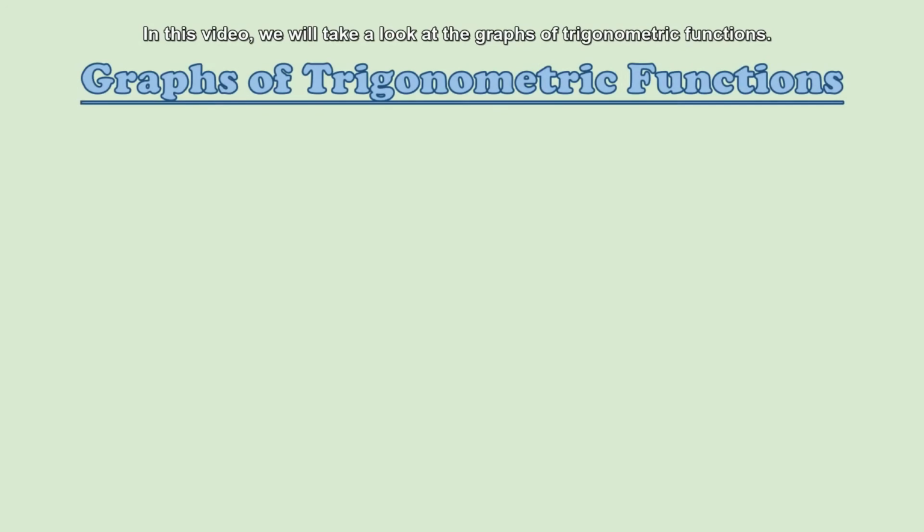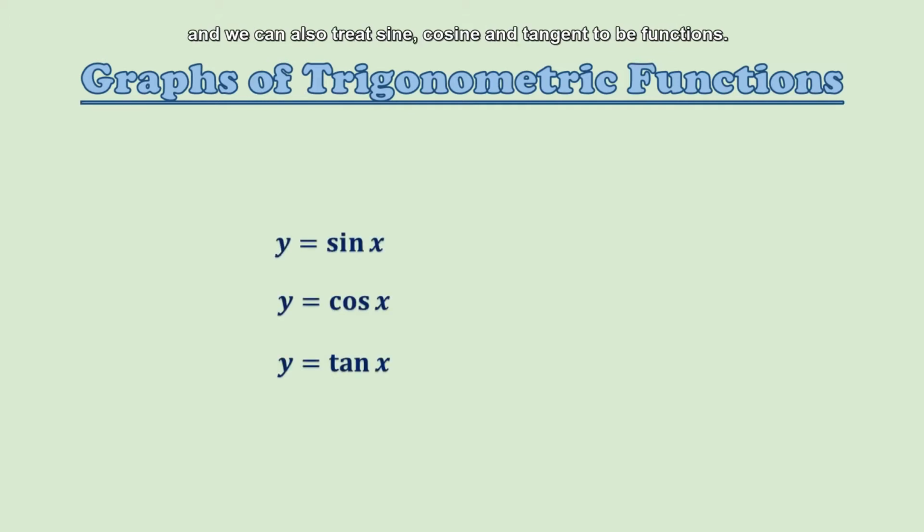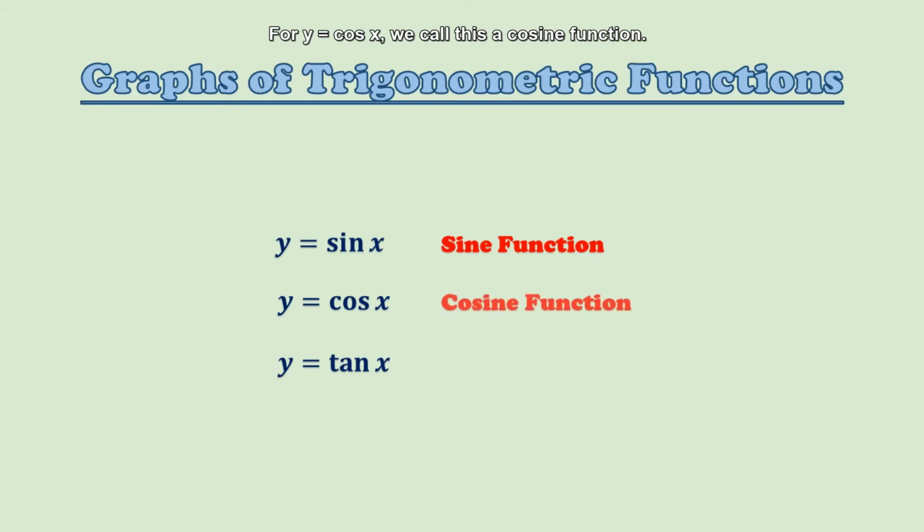In this video, we will take a look at the graphs of trigonometric functions. In senior forms, we have learned the concept of functions, and we can also treat sine, cosine, and tangent to be functions. For y equals sine x, we call this a sine function. For y equals cosine x, we call this a cosine function. For y equals tangent x, we call this a tangent function.